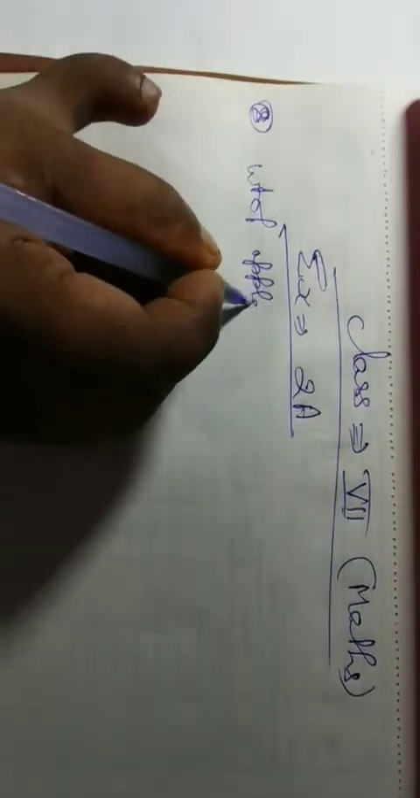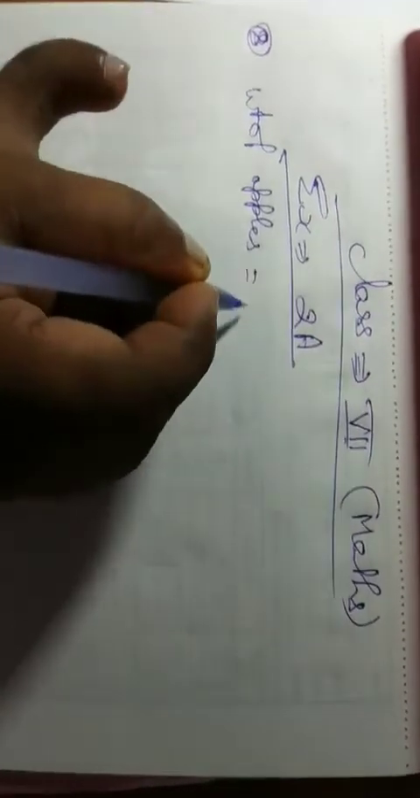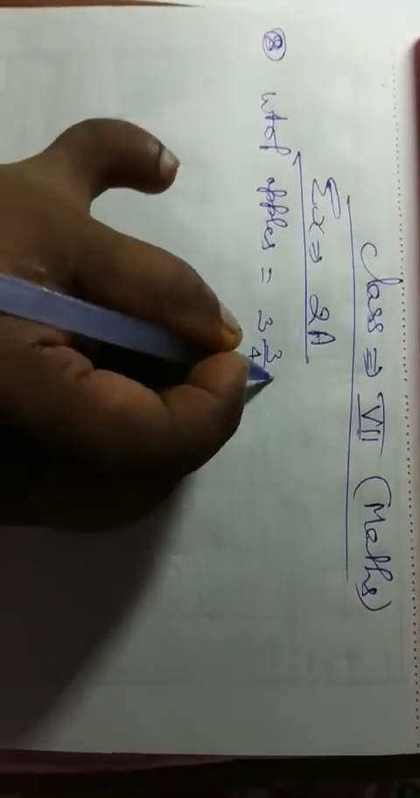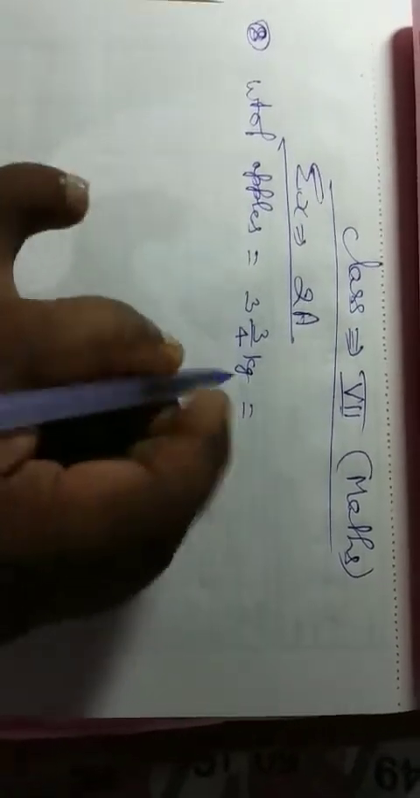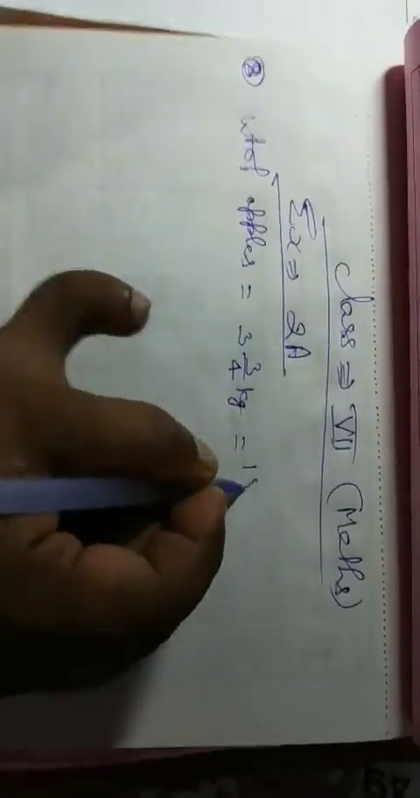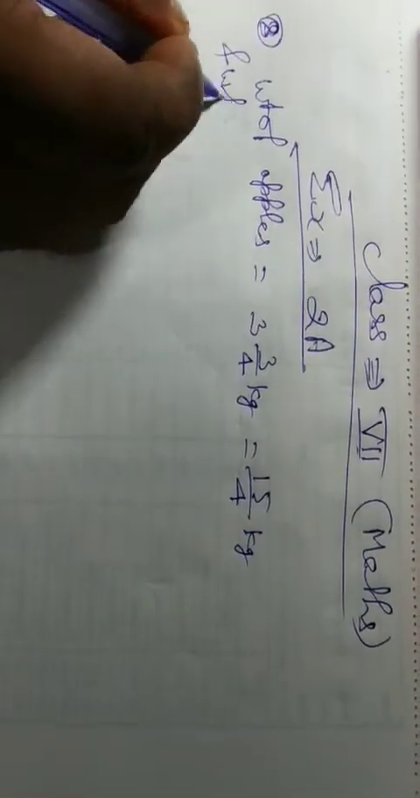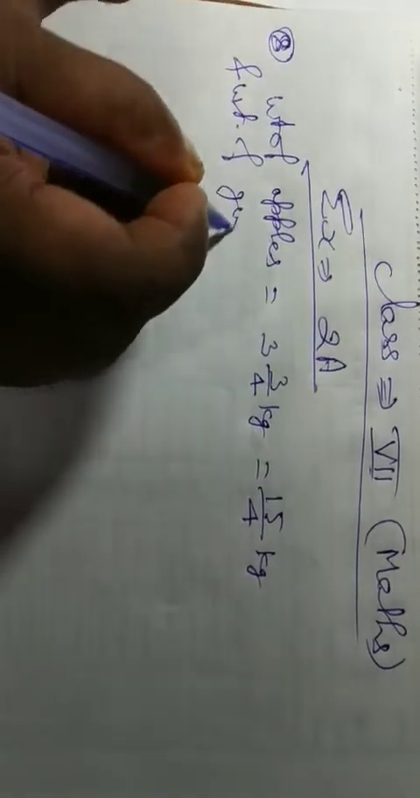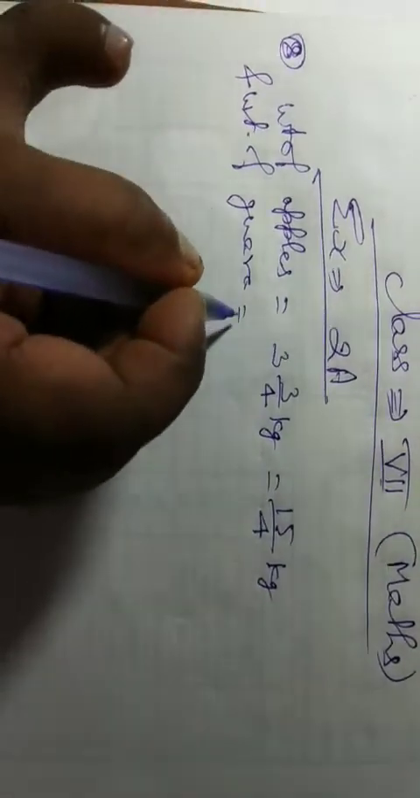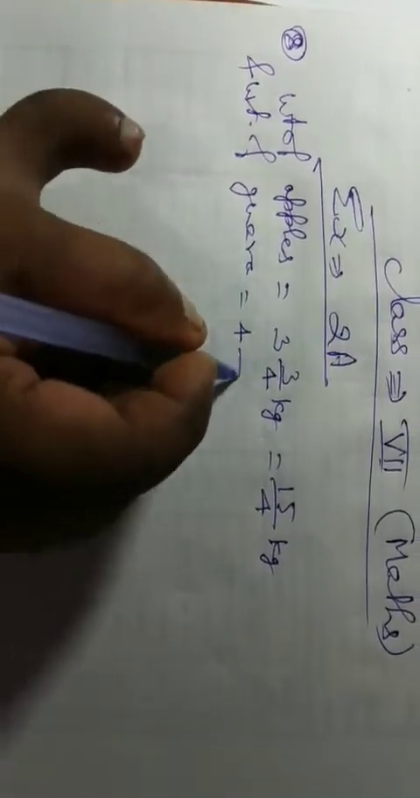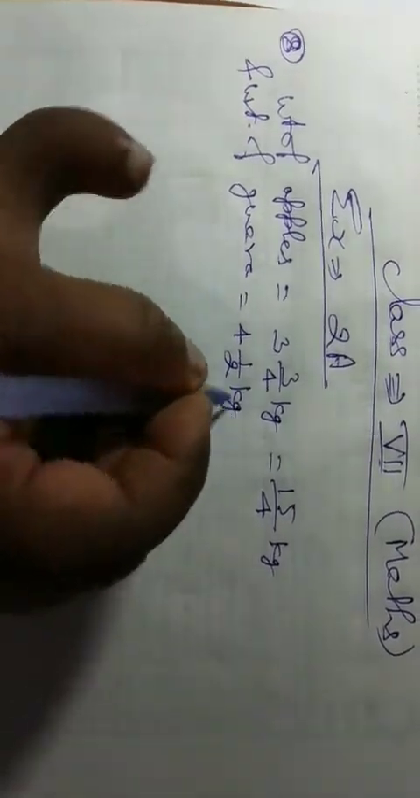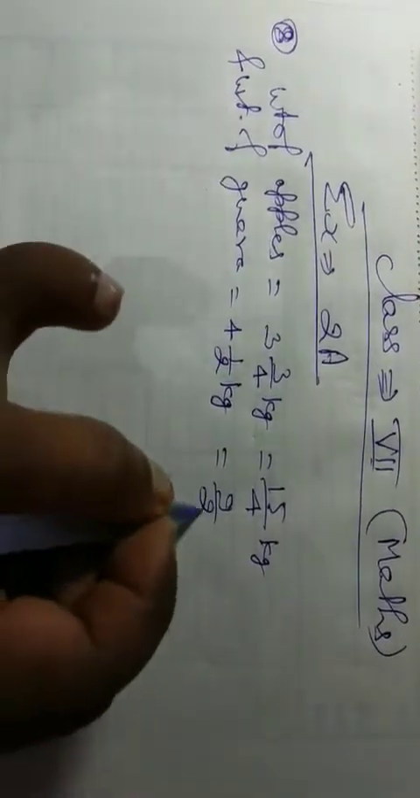Weight of apple is equal to 3 whole 3 by 4 kilogram. 4 times 3 is 12, plus 3 is 15 by 4 kilogram. And weight of guava is equal to 4 whole 1 by 2 kilogram, which is equal to 9 by 2 kilogram.